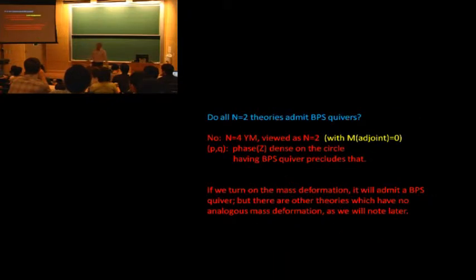So the first question is, do all N equals 2 theories in 4 dimensions admit BPS quivers? Can we find BPS quivers for any given N equals 2 theory? And the answer turns out to be no, with a very simple counterexample: N equals 4 supersymmetric Yang-Mills viewed as an N equals 2 theory. If you turn off the mass of the adjoint field for the N equals 2 adjoint, this corresponds to N equals 4 supersymmetric Yang-Mills.